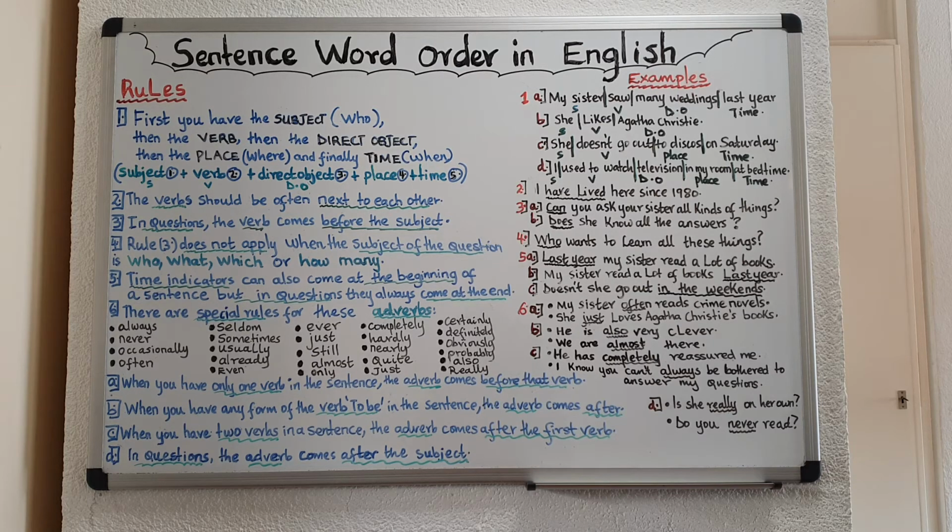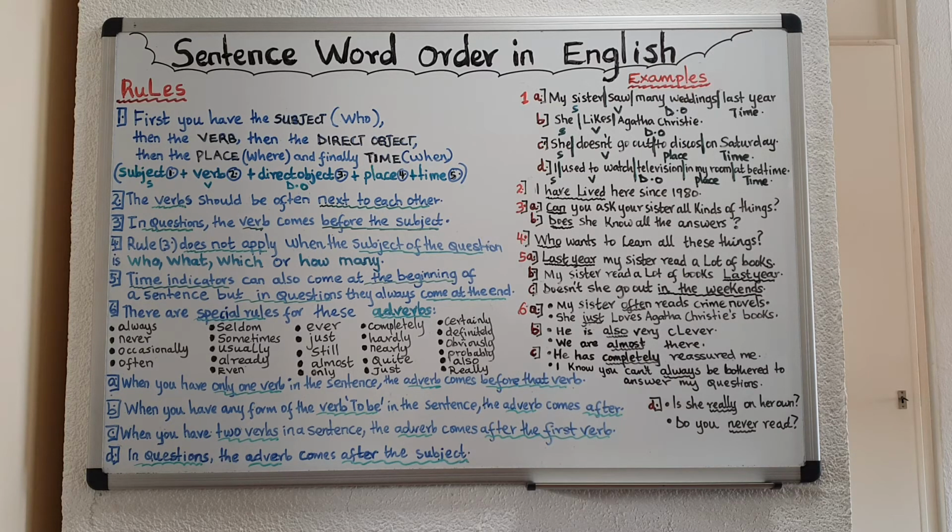A good example is 1C. She doesn't go out to discourse on Saturday. You have the verbs doesn't, and then you have the verbs go out. She does not go out. But then also look at example 1D. You have two verbs there. I used to watch television in my room at bedtime. You have the verb used and you have the verb watch. So when you have two verbs in a sentence, try and put them next to each other.